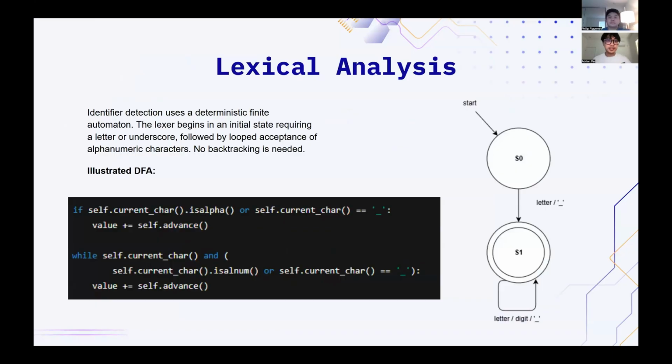For lexical analysis, identifier detection uses a deterministic finite automaton. The lexer begins in an initial state requiring a letter or an underscore, followed by looped acceptance of alphanumeric characters. No backtracking is needed.